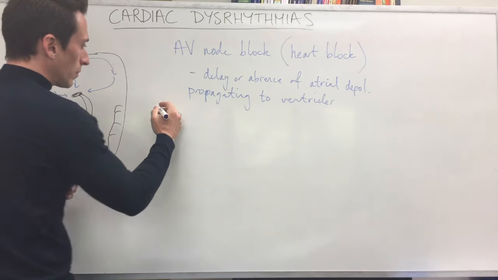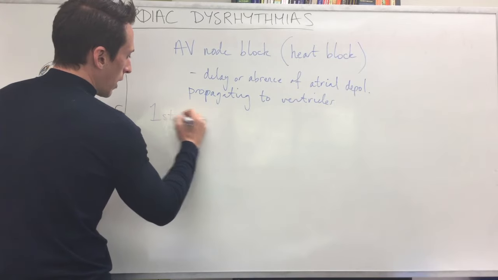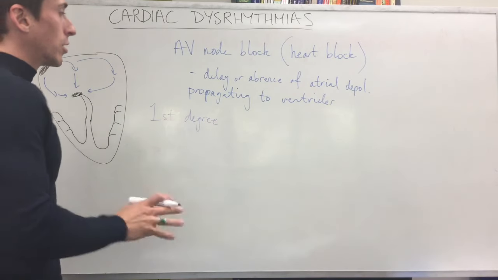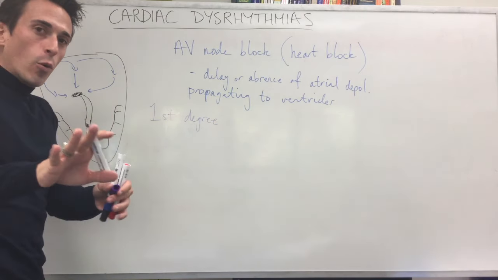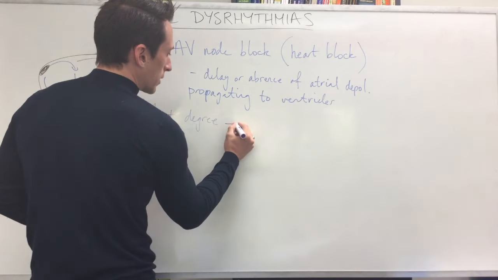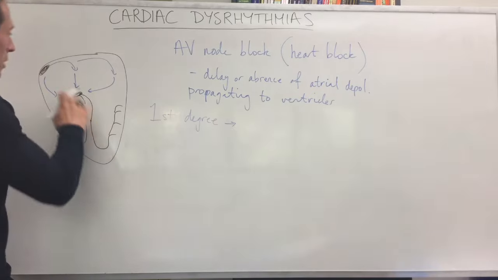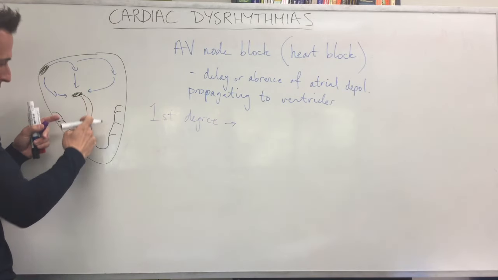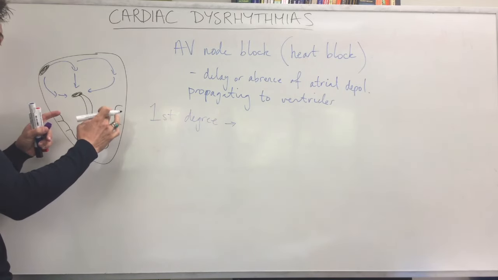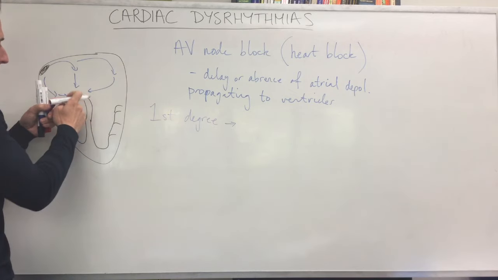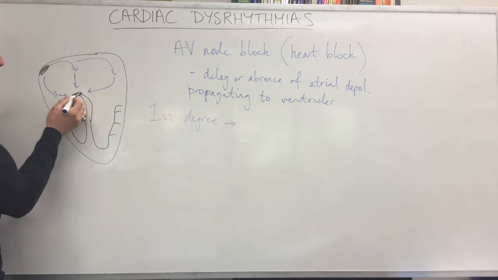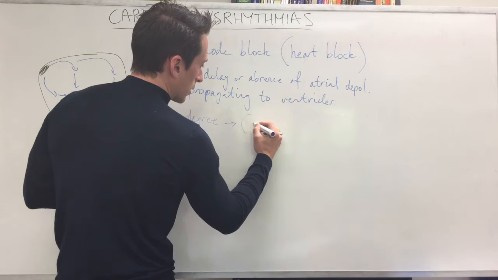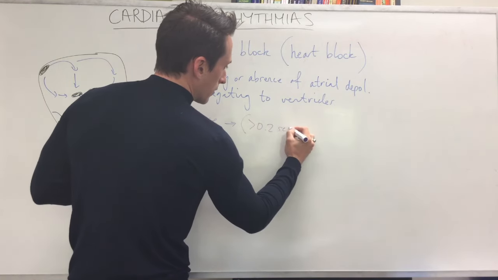You've got first degree heart block, second degree heart block, and third degree heart block. They progress in severity in a way. First degree heart block is basically this. There is a delay in which this P wave, because you know that this atrial depolarization is the P wave, moves to this ventricular depolarization, the QRS complex. The P wave is delayed. You know that the normal delay happening at the AV node is 0.2 seconds. In actual fact, in first degree heart block, it's greater than 0.2 seconds.